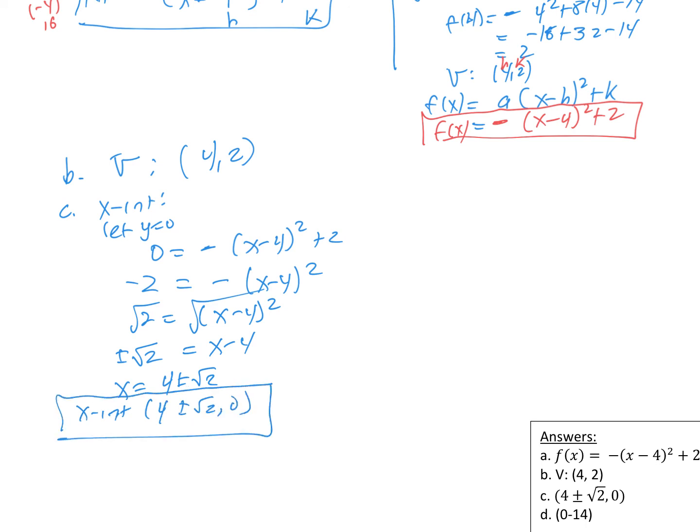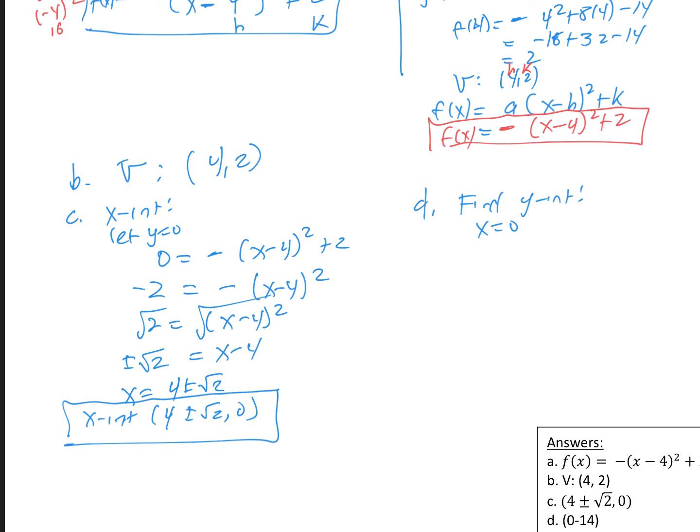That is part C. And then part D asks us to find the y-intercept. To find the y-intercept for any function, you let x equal 0 and you evaluate. So we can go back to our original function and find f of 0. So that's going to be negative 0 squared plus 8 times 0 minus 14, which is negative 14. So the y-intercept as an ordered pair is 0, negative 14.